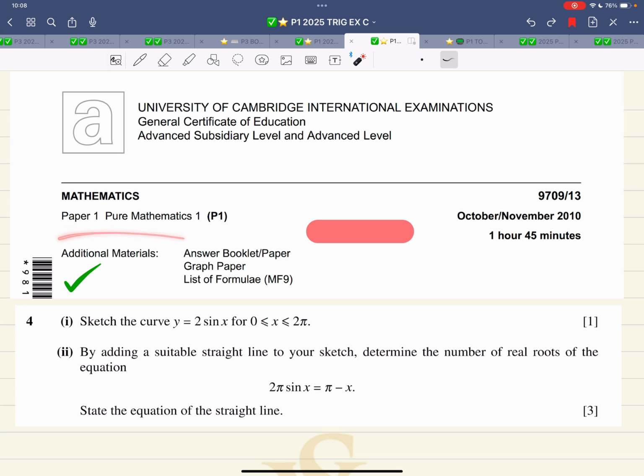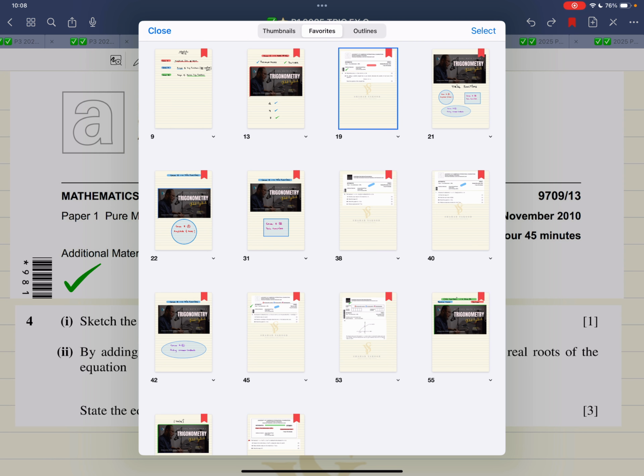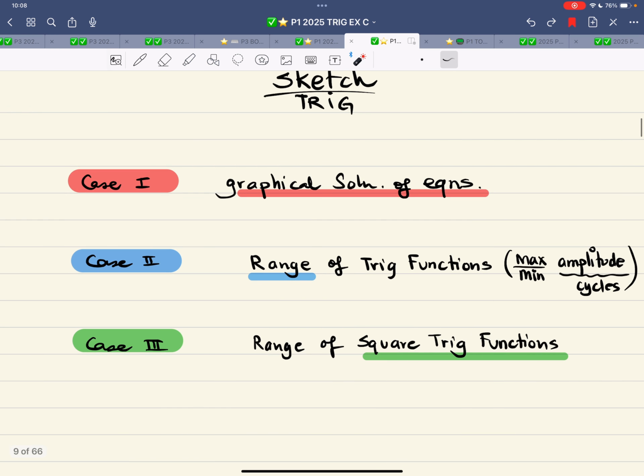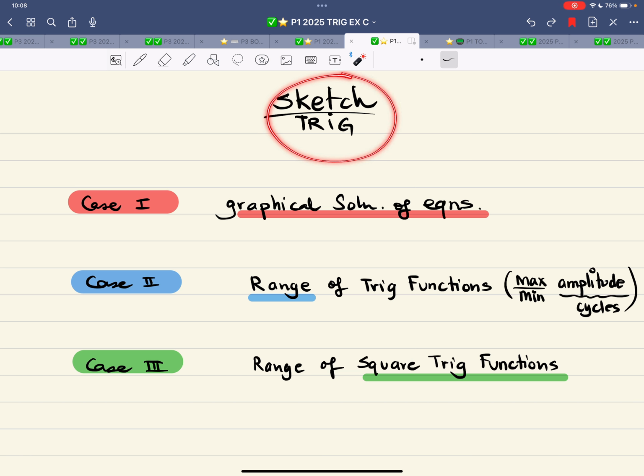So now let's look at this pure maths P1 question. This is from October-November 2010, variant 1-3, and it's a very nice question. It's a question related with trigonometric sketch. And by the way, what is the purpose of making this particular video? We are actually focusing on the sketch of trig functions and equations. There are some questions related to graphical solution, some questions related to range of trig functions, some questions related to range of square trig functions.